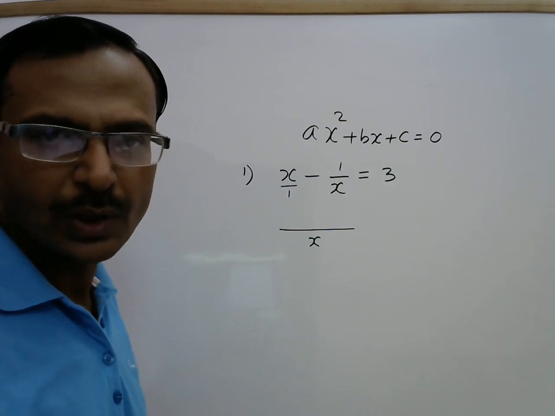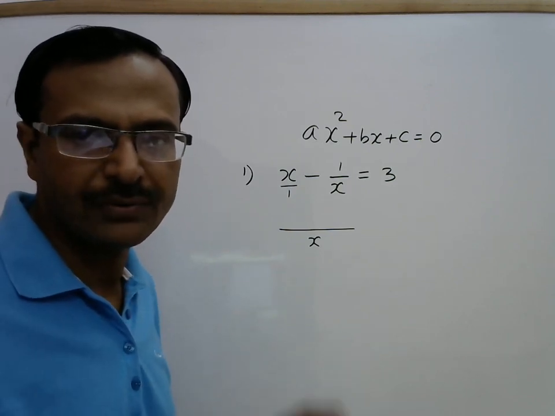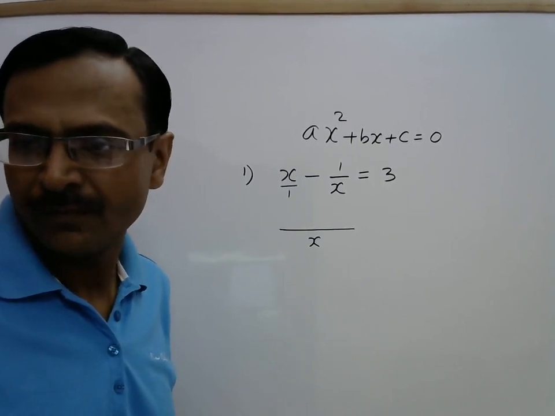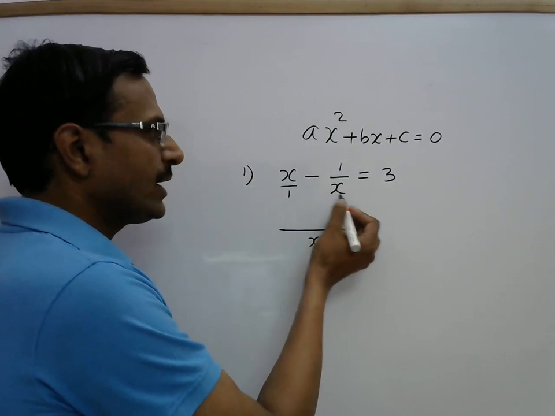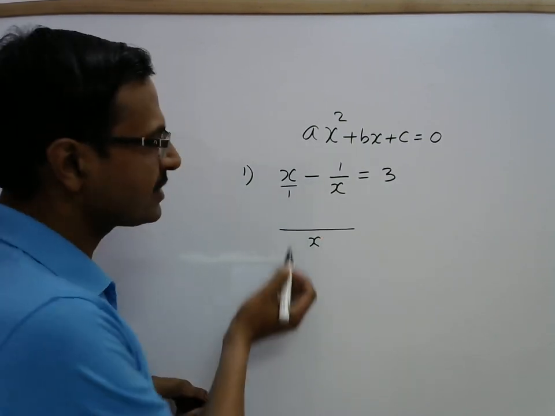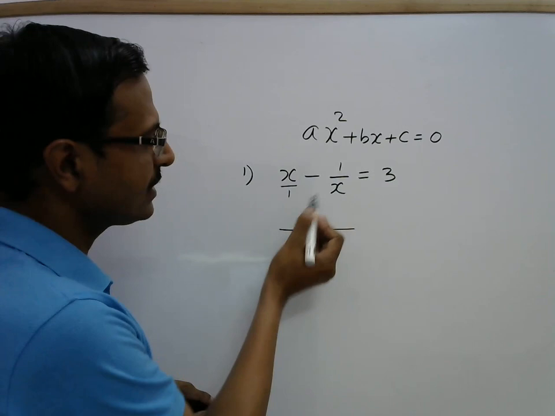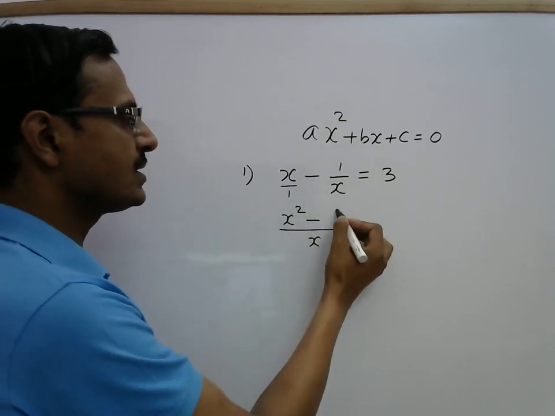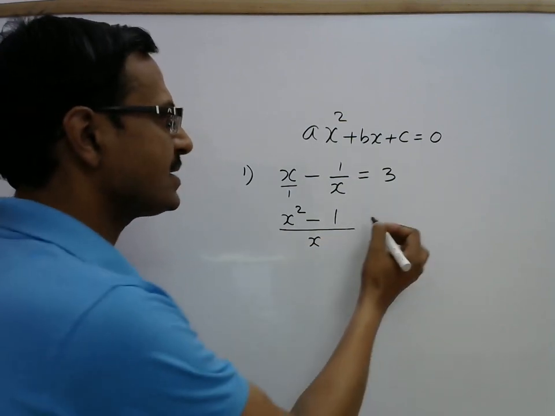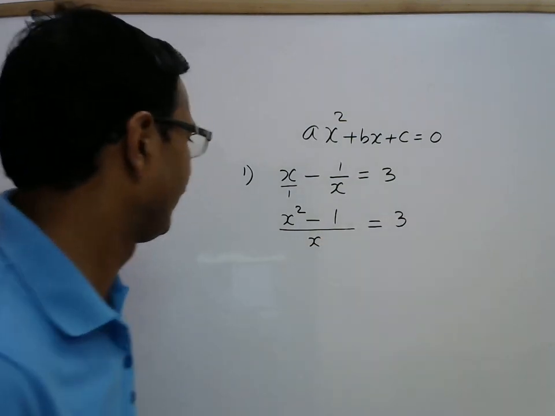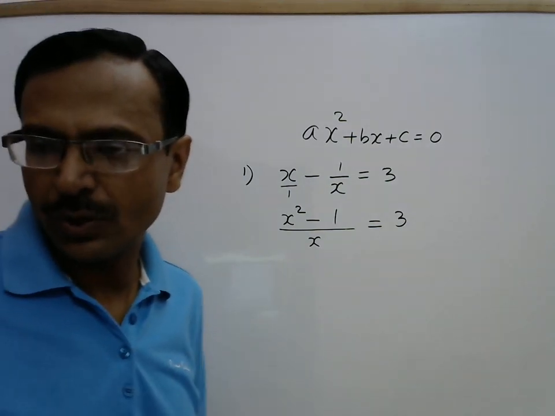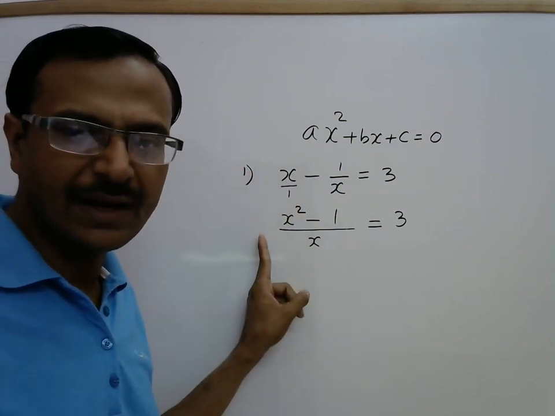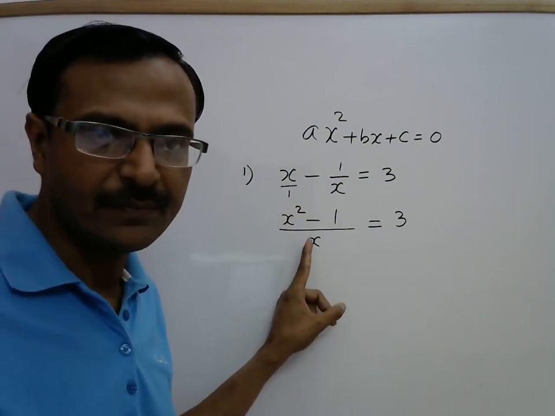And remember students, those who are not comfortable in taking LCM of these kind of expressions, they should remember the step which I am telling you just now. 1 into x is x, and in the numerator just cross multiply. X into x is x square. In the middle you have this sign minus, and 1 into 1 is 1. And on the RHS you have 3. So the first step is to convert this question into a single fraction like this by taking the LCM.